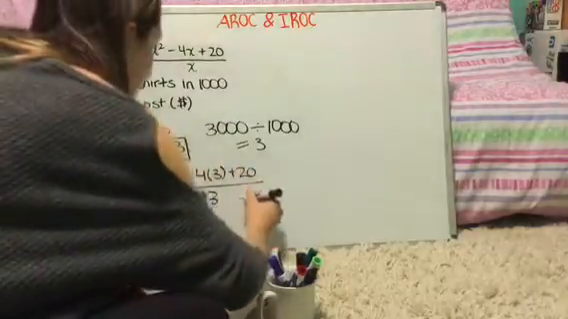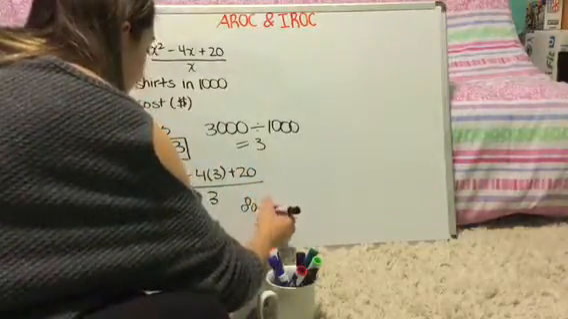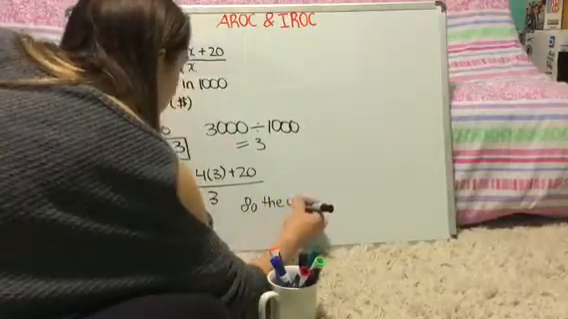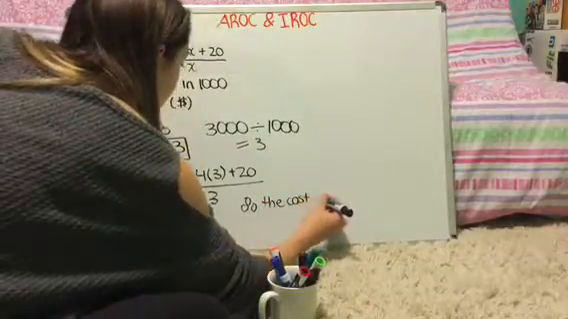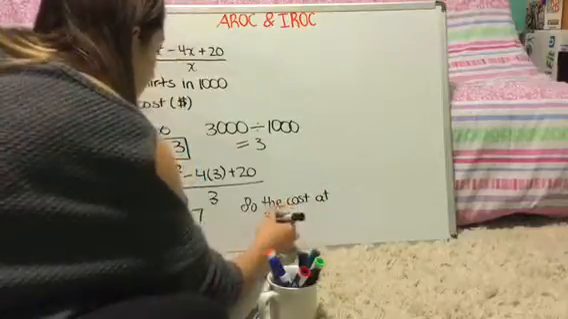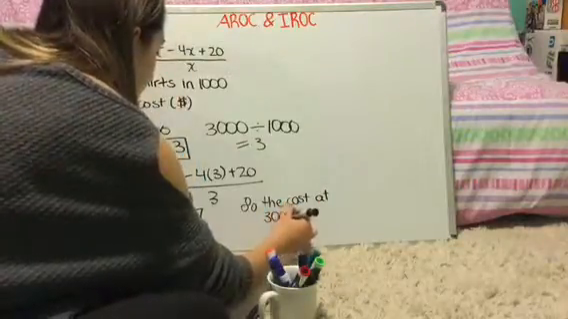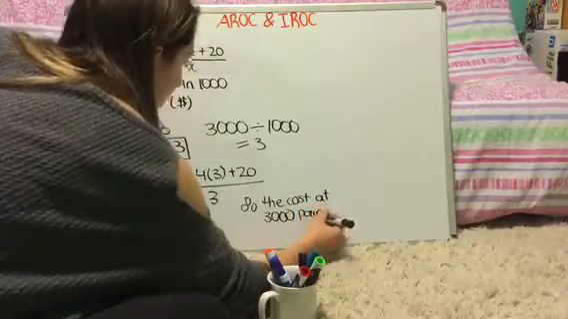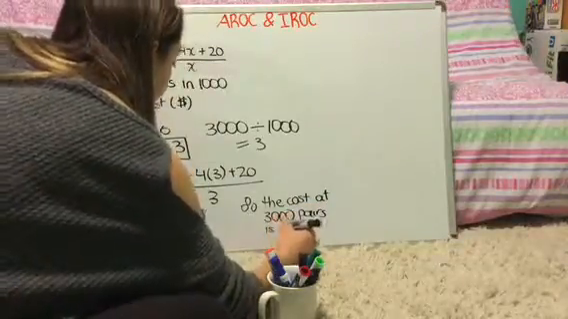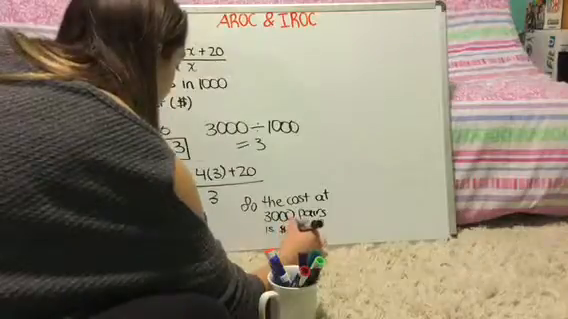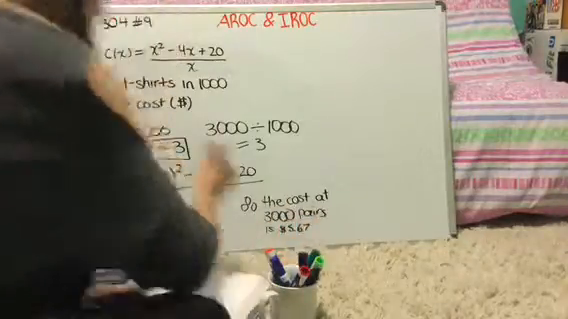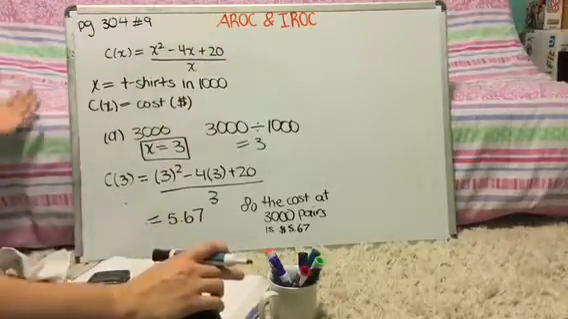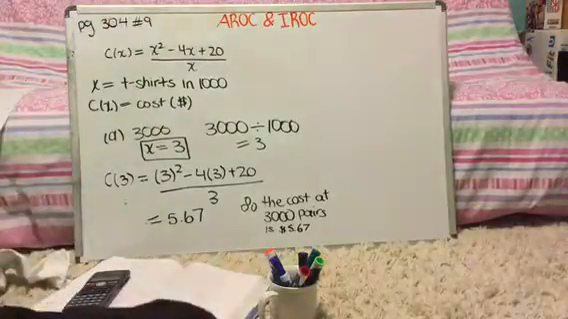For your final closing statement, you would write, therefore, the cost at 3,000 pairs is $5.67. And we know it's in dollars because it previously stated this in the question.